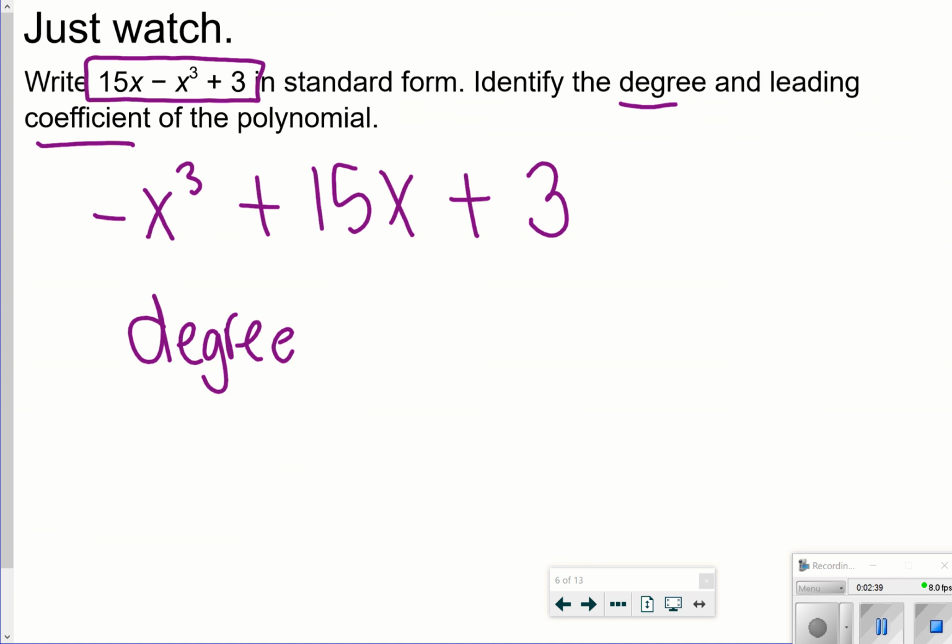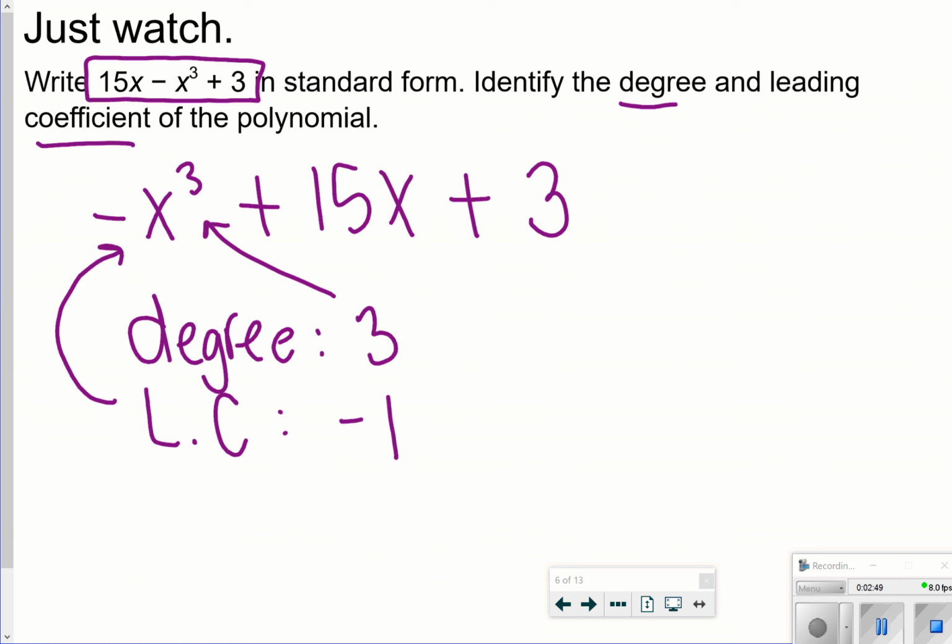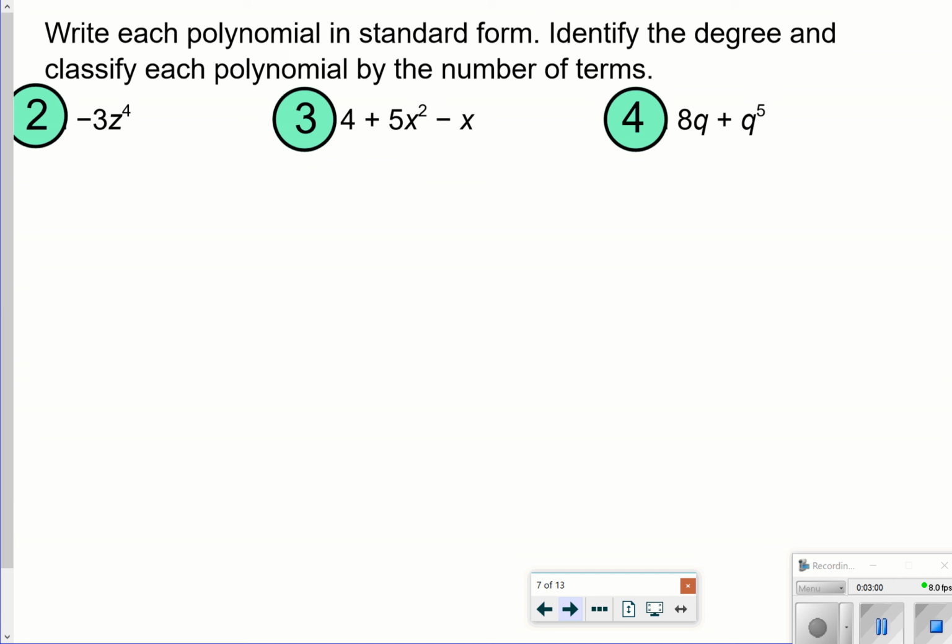So the degree is 3 because of the highest exponent, and the leading coefficient is -1 because the leading coefficient is the number that's in the very, very front. You can just pretend that there's a -1 right here in front of this negative x. Okay? So this is what we're going to try for number 2.